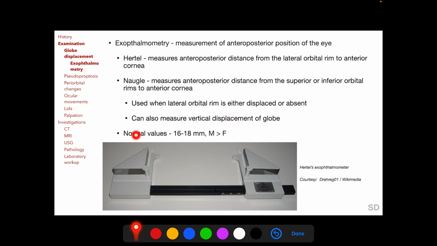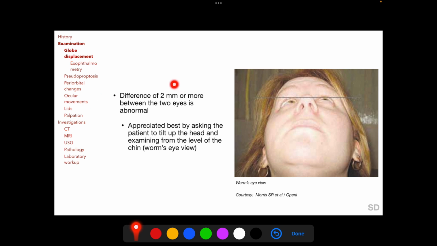Normal values of exophthalmometry is 16 to 18 mm, with males having a larger value than females. A difference of 2 mm or more between the two eyes is abnormal and is appreciated best by the worm's eye view, in which we ask the patient to tilt up the head and examine from the level of the chin. And in this situation we see that the left eye is protruded forward as compared to the right eye.